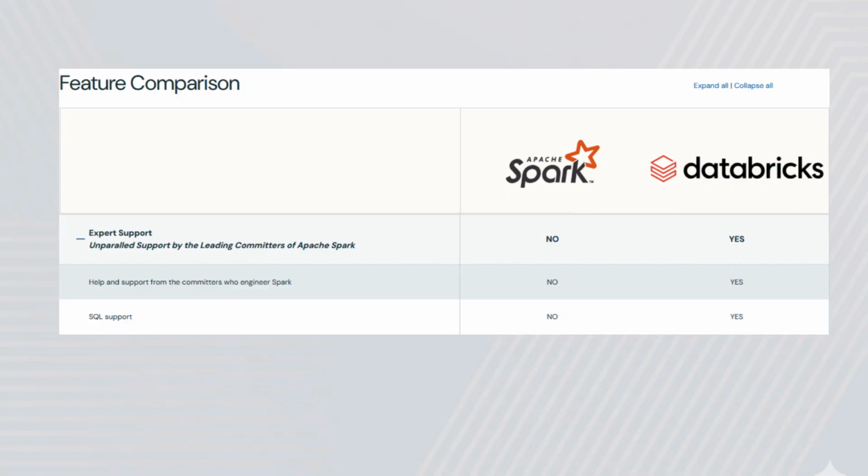So to summarize, Apache Spark delivers the distributed compute engine at the heart of modern data processing, whereas Databricks packages that engine into a fully managed platform.